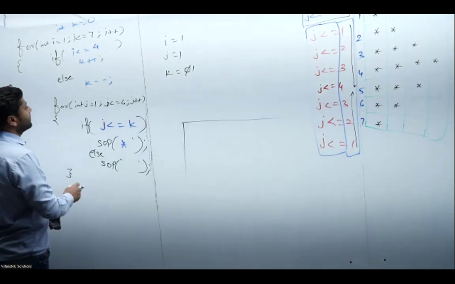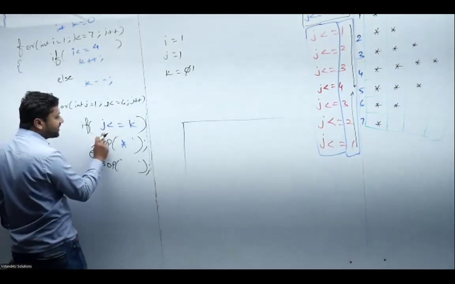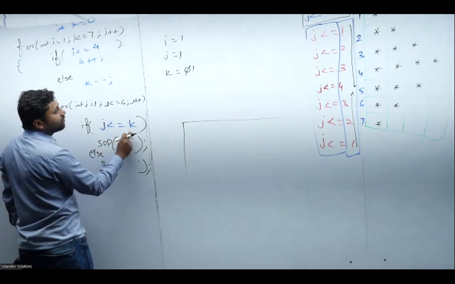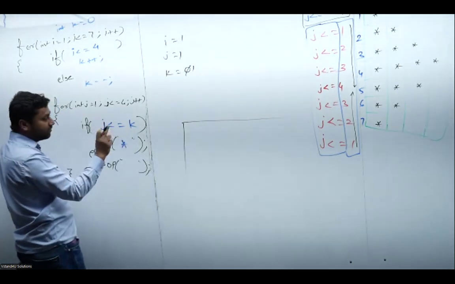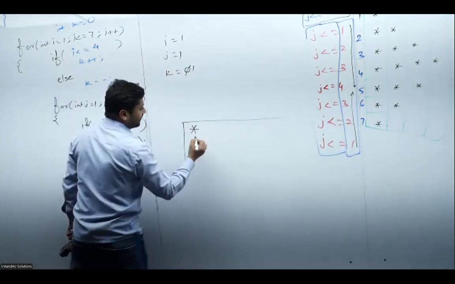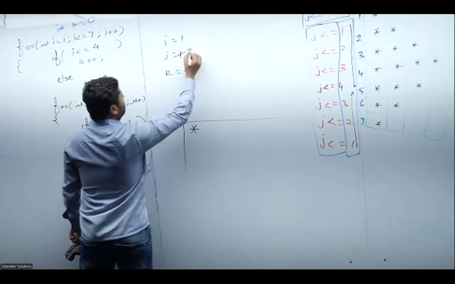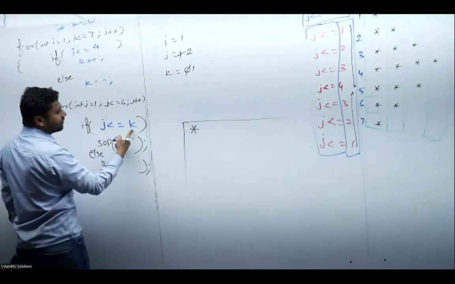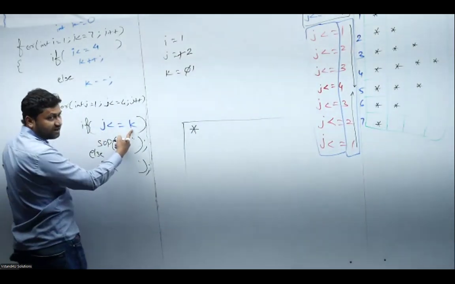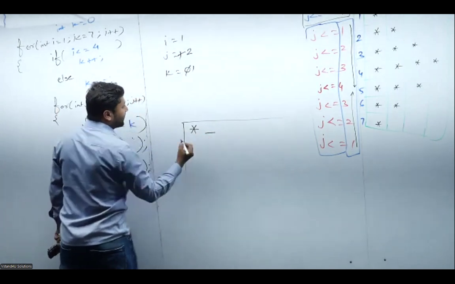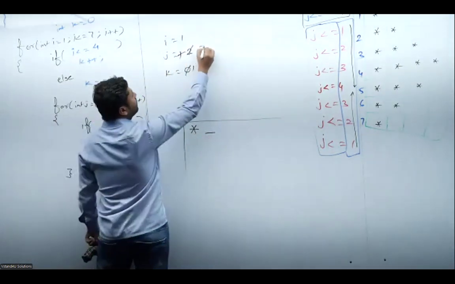Then 1 is less or equal to 4. Condition true. J is 1, less or equal to 1, condition true. Then print star. After printing star, I'll go back and increment the value of j to 2, sir. Then 2 is less or equal to k. Condition is false. Then I print space. Then j will be incremented to 3.